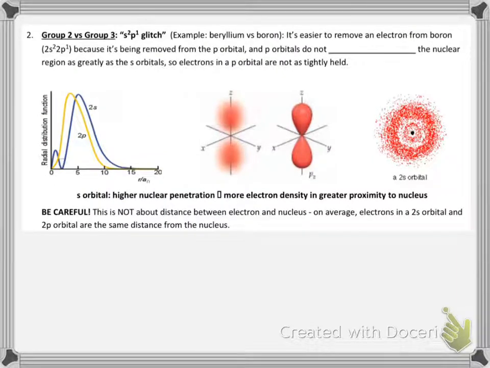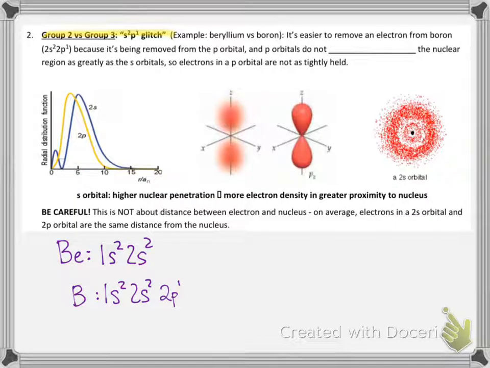This is looking at the difference between group 2 and group 3. To look at this glitch, we can compare beryllium and boron. Well, you'll notice that the last electron placed, the one that we steal for the first ionization energy in beryllium, is one of the 2s electrons. But in boron, that last electron placed is in 2p. So we're talking about an s sublevel versus a p sublevel. And even though boron has more protons, the difference in shape between s and p orbitals means that the s electrons are actually more tightly held.